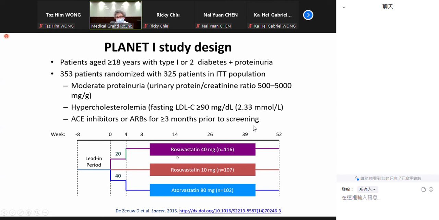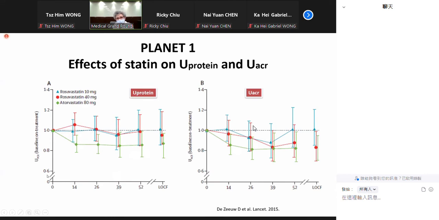So they were randomized to 3 groups. To their surprise, the randomized study proved that atorvastatin really did reduce the proteinuria. This is the albuminuria, this is the microalbuminuria, and this is the macroproteinuria. Whereas rosuvastatin did not do very much. When it comes to albuminuria, it did something, but by and large, it was not very effective in reducing albuminuria.